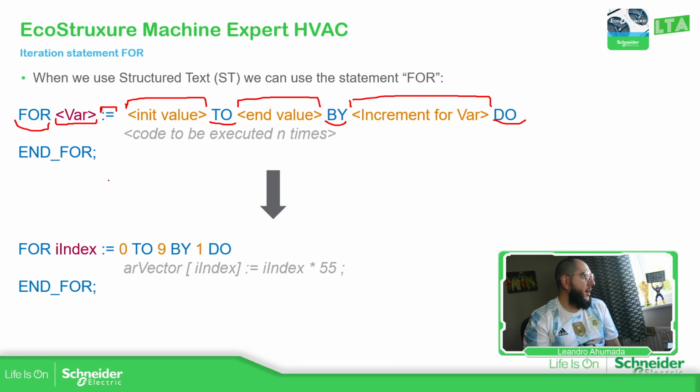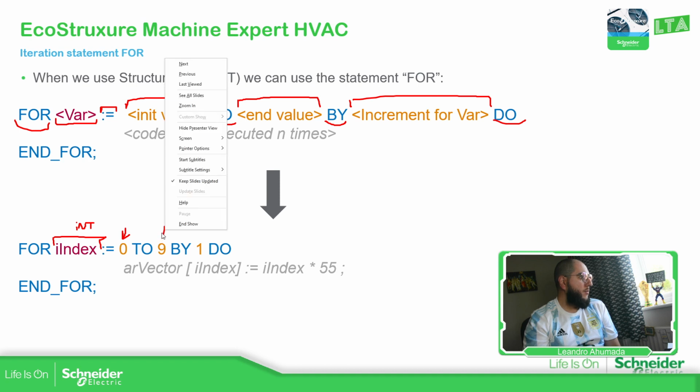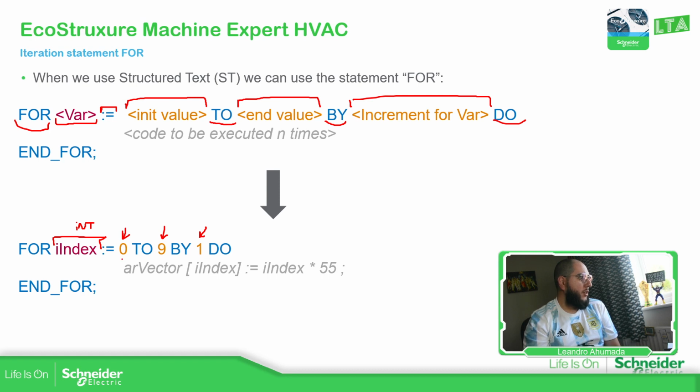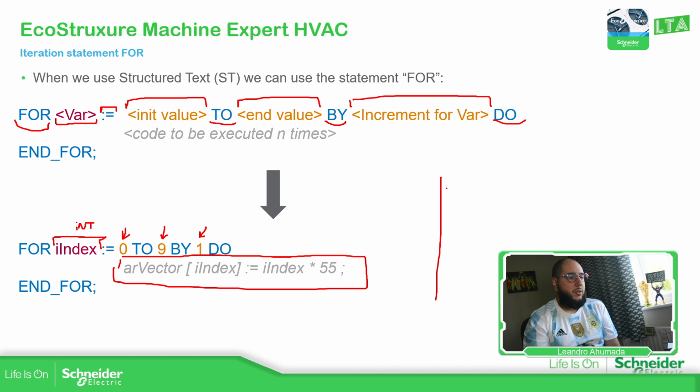In this particular case, I have this example: I have this variable index, which is an integer. The initial value is going to be 0, the final will be 9, and the step is by 1, and then DO. And in my case, I have an array. Imagine that there are, I don't know, 0, 1, 2, 3, 4, 5, 6, 7. You can carry on with that.